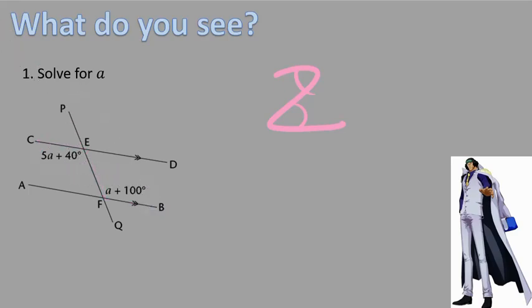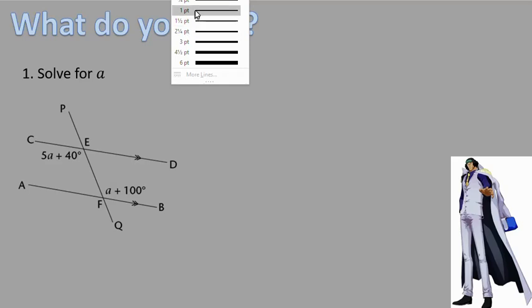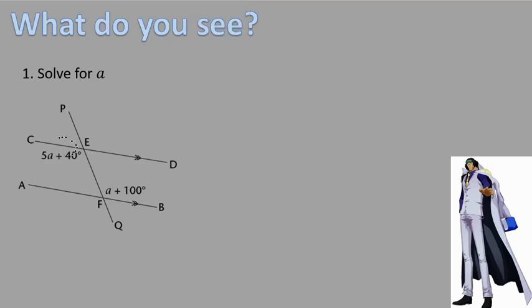Let me erase all the unnecessary stuff there. So basically I can say this angle, let me choose a pen, a normal pen. This whole angle is called 5A plus 40 degrees. I see I'm losing my skill of writing with the writing pad here. It's been a while. So I'm saying this angle here is equal to that angle here. This angle is A plus 100 degrees.